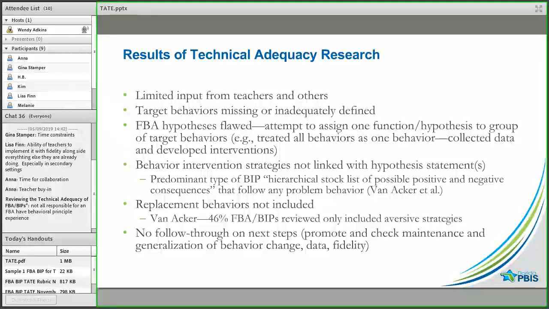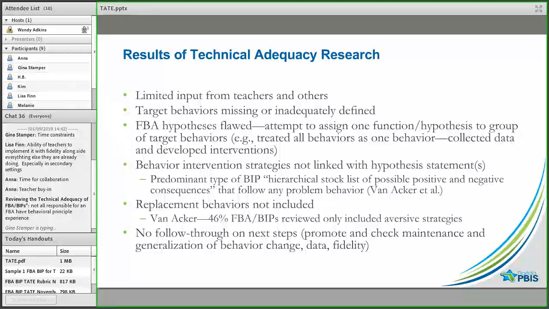The next one, behavior intervention strategies weren't linked with the hypothesis statement. So the whole reason you do the FBA is to understand the behavior better in a functional way. You're trying to understand and predict when does behavior happen. And by predicting that and seeing how people respond after the student does their behavior, you're able to figure out what is the student getting out of the behavior.